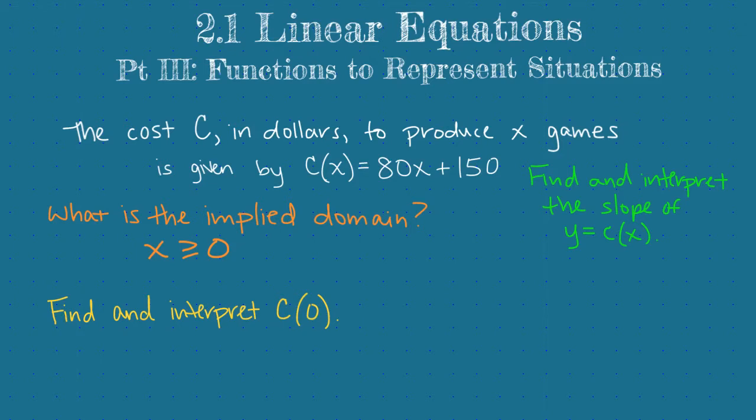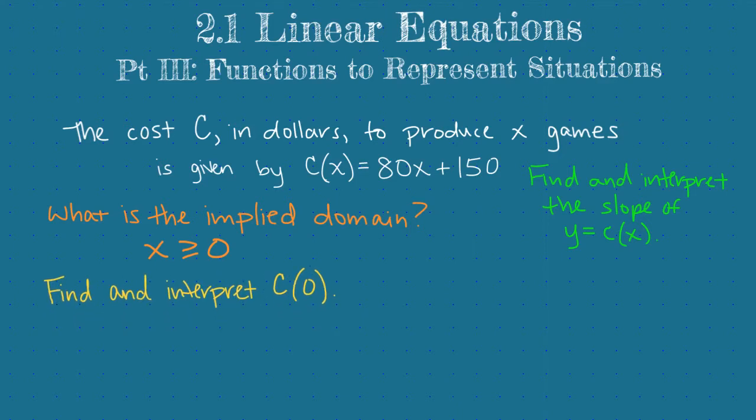The next thing we'll look at is C of 0. This is a find and interpret again, so we will first find C of 0, and that's pretty easy because plugging in 0 is always simple. When we plug in 0, we'll get 80 times 0 plus 150. So I'm not even going to write that all out. It's just $150. Now, in order to interpret this, this means that we've produced 0 games, and it still costs us $150. So that could mean a couple different things. It might mean that the production costs for the equipment is $150 before we even produce any games. That already costs this company $150.